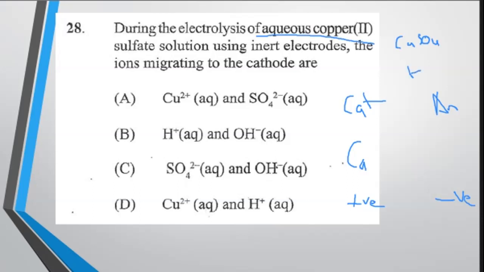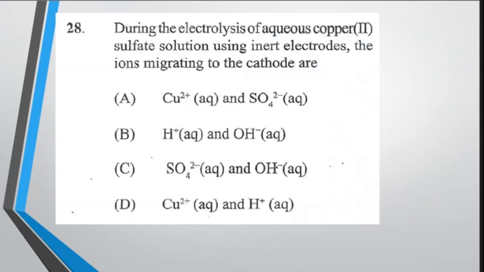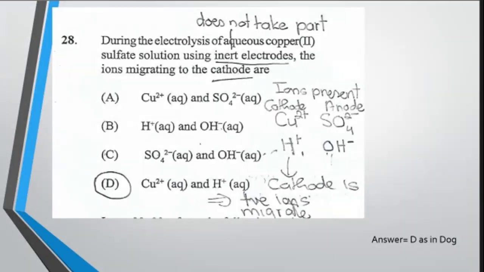If we have water, we have H plus ions, and we have OH minus ions. So copper is 2 plus, and SO4 is 2 minus. Which ions are going to migrate to the cathode? The positive ions, which are your cations, which would be H plus and Cu2 plus. So the answer is most likely D as in dog. Those ions would migrate towards the cathode.